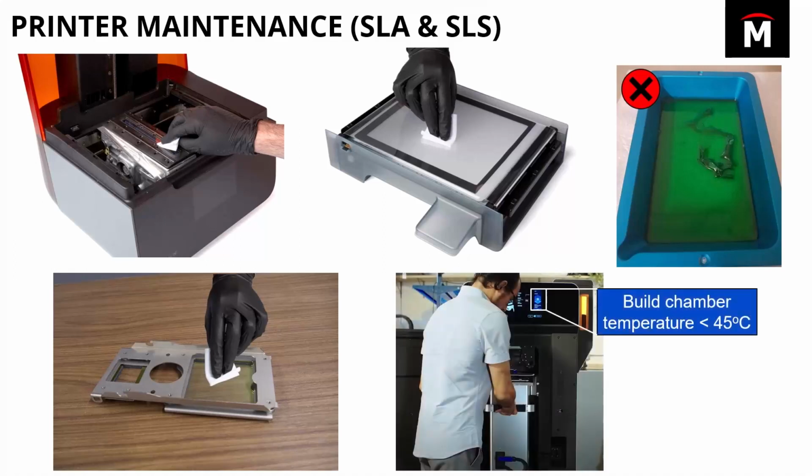Finally, with SLS printers, it's very important that you maintain thermal uniformity inside the print enclosure. So Formlabs recommends only taking out your build platform when the print enclosure has fallen below 45 degrees Celsius. If you try to pull it out sooner, you run the risk of uneven cooling on your part, which can result in the part warping, and as you might imagine, that's going to affect the dimensional accuracy.